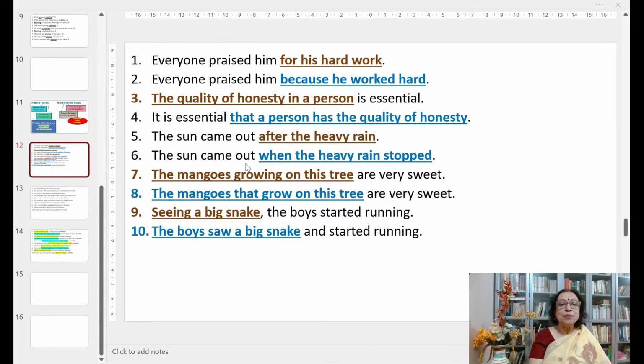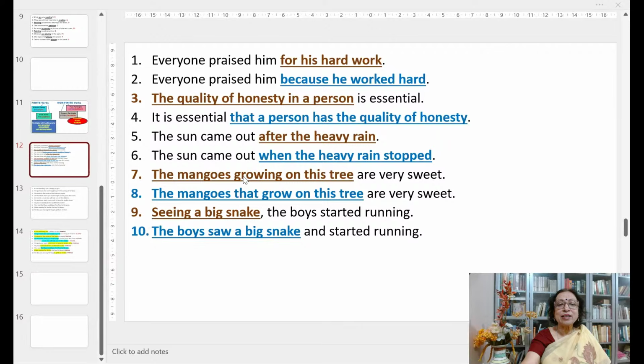It is essential that a person has the quality of honesty. Now look at the word has. Has is a verb. Primary auxiliary verbs can do the function of a verb all on their own. They don't require another main verb. They only require a helping function. They can do a helping function. They can do a main verb function also. So, that a person has the quality of honesty.